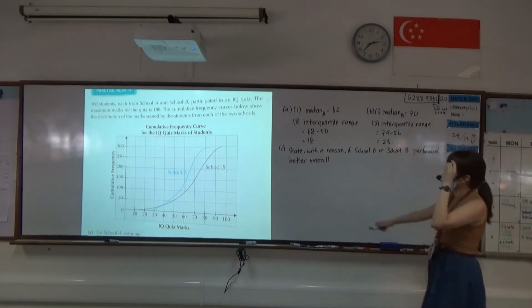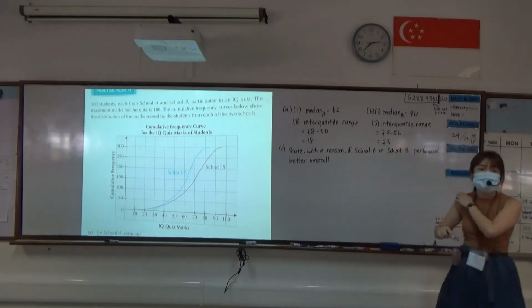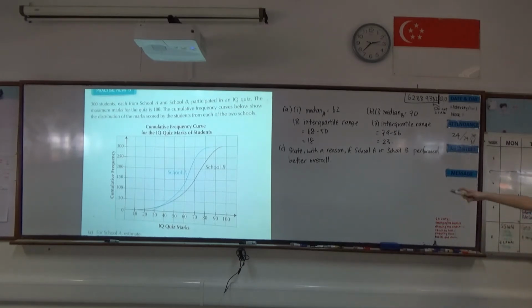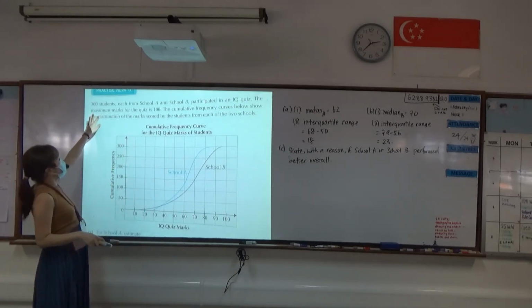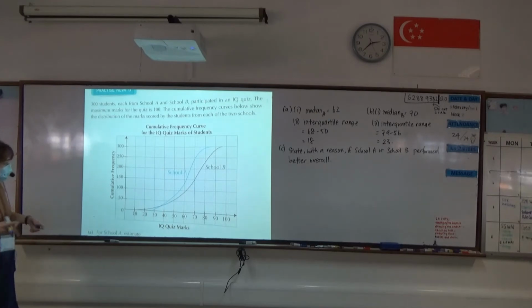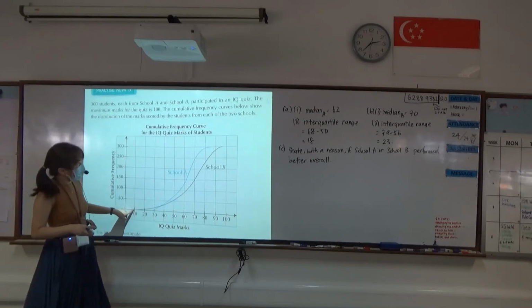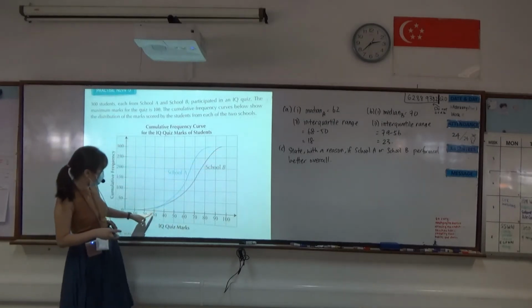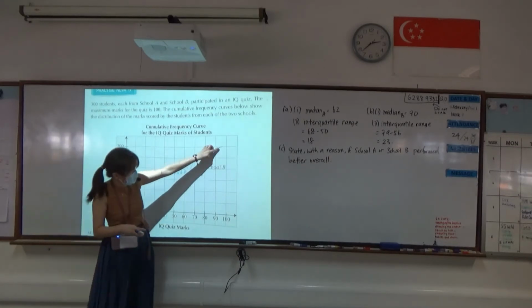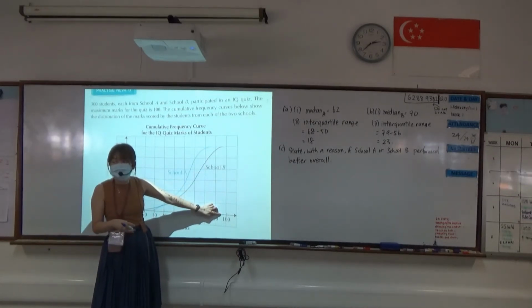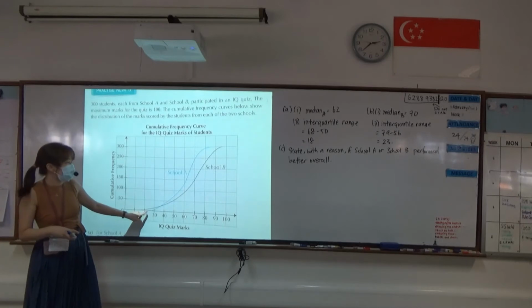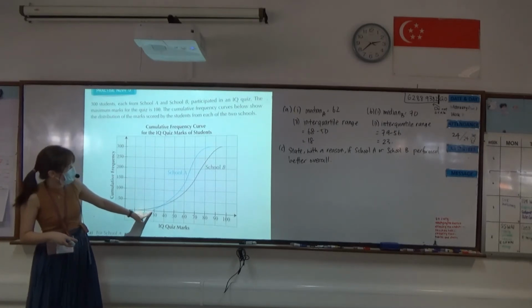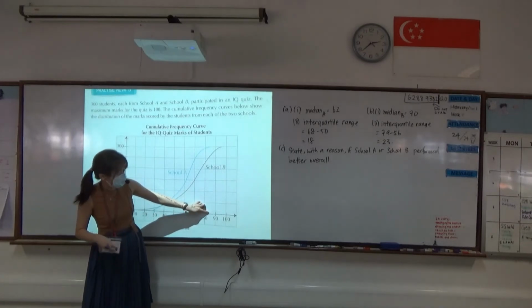Alright, so in part A and B, we have already found the median and the interquartile range of the respective schools. In this question, we are looking at 300 students from each school who participated in an IQ quiz. Maximum mark is 100. Take note of the range itself. For school B, the range starts at about 10, ending at about 96, so the range of school B will be 96 minus 10, whereas the range for school A is from 28 all the way till maybe about 86.